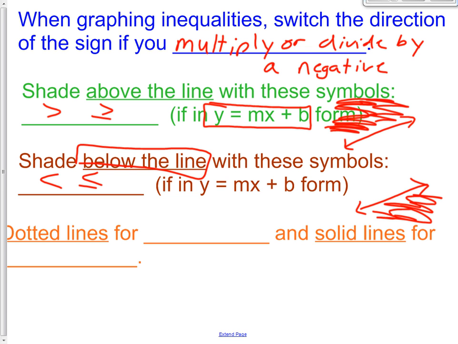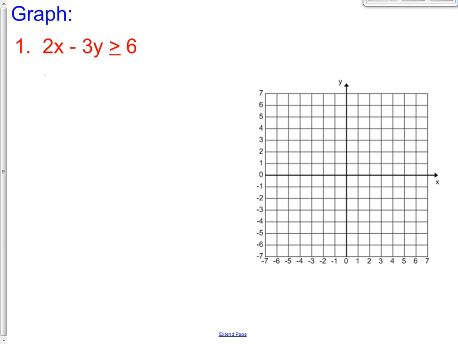Now, when we connect the dots, or when we make a line, we're going to use a dotted line whenever it is greater than or less than. And we're going to use a solid line like this if it is less than or equal to, or greater than or equal to. So we got to make sure there's a lot of things to focus on when we graph these lines. The shading, the multiplying and dividing by a negative, the dotted or solid lines. Make sure you have a good grasp on that. If you don't understand that completely, be sure to ask me some questions with that. So let's go through some example problems.